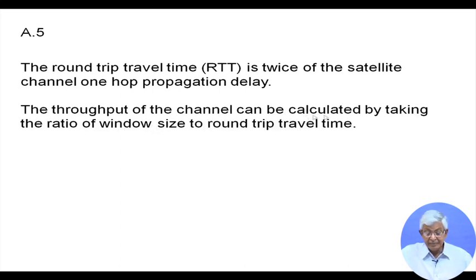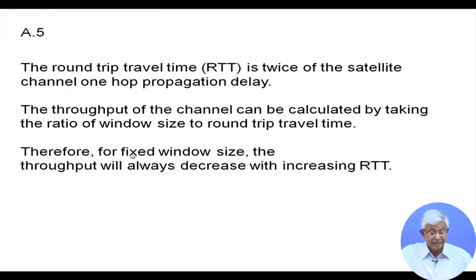Throughput of the channel can be calculated by taking the ratio of the window size to the round trip time. That is the throughput calculation. We have done this calculation earlier. Therefore, if the window size is fixed and RTT changes, throughput will always decrease by increasing RTT. In the satellite case, RTT is increasing compared to the terrestrial. So, therefore, throughput will decrease. So, the appropriate choice is B.